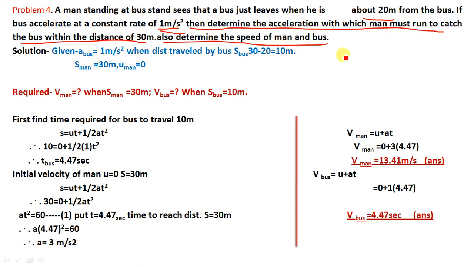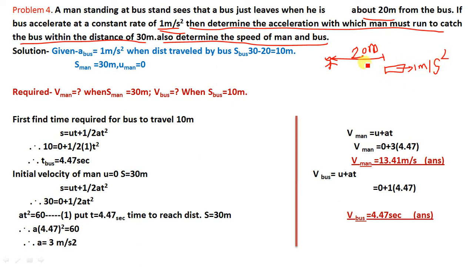The problem I will explain to you. The man is here and the bus is here. He observed that the bus is at a distance. Let's say here is the man. The distance between the man and the bus is 20 meter. He wants to catch the bus, but the bus is moving. The bus is having a constant acceleration of 1 meter per second square.